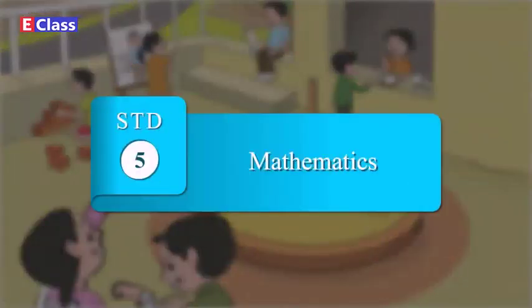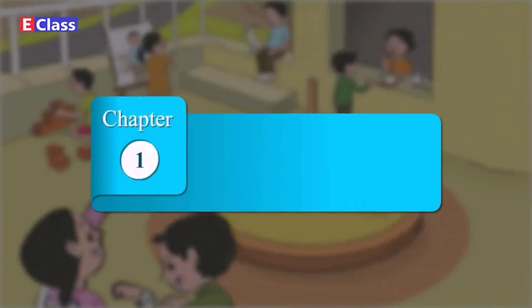Standard 5 Mathematics, Chapter number 1: Roman Numerals.